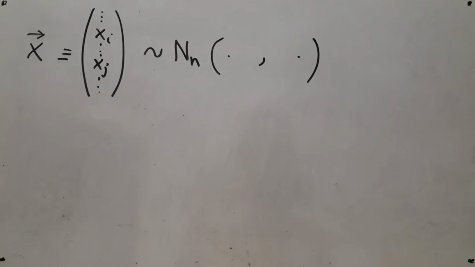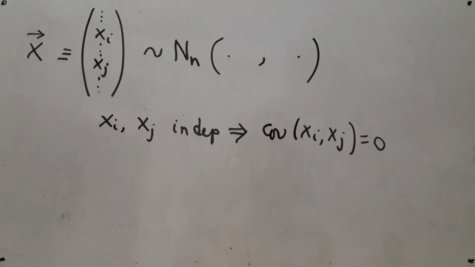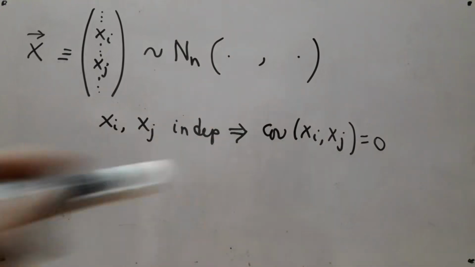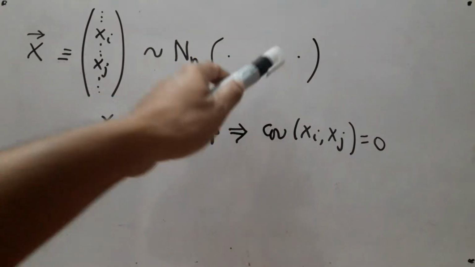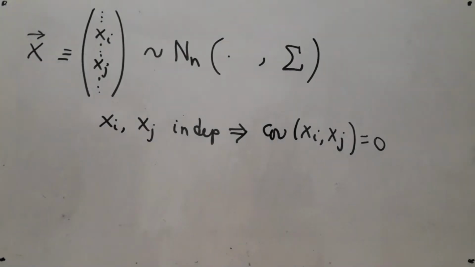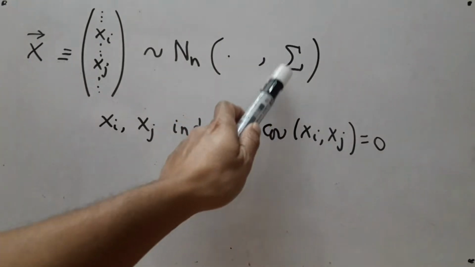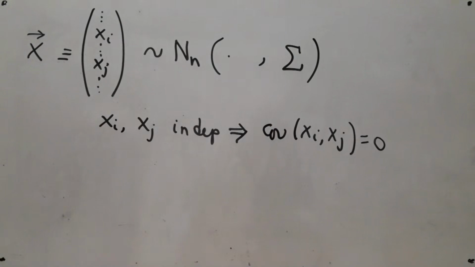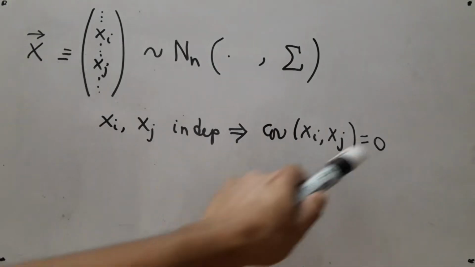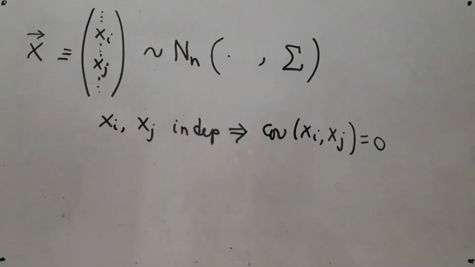Now, one condition we know: if xi and xj are independent, then we must have the covariance of xi and xj equal to 0, and this covariance of xi xj is nothing but the ijth entry of this covariance matrix. So if they are independent, then this covariance will be equal to 0.